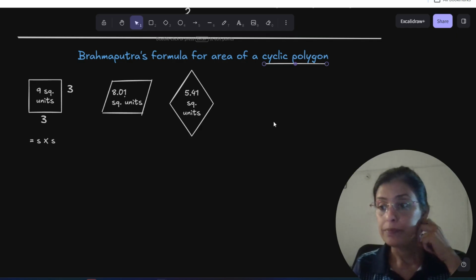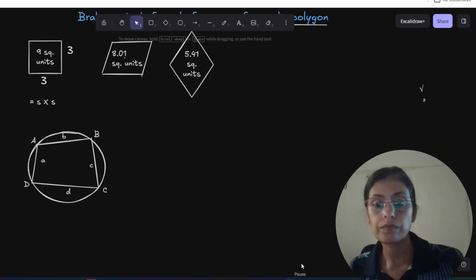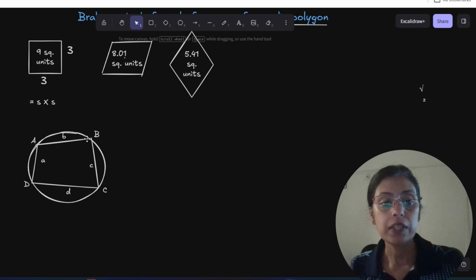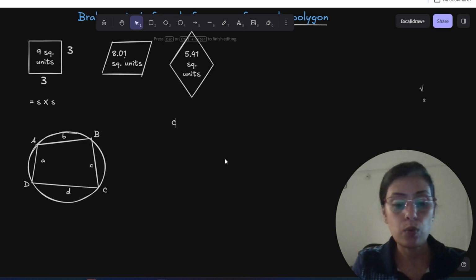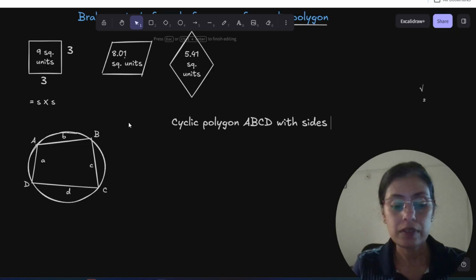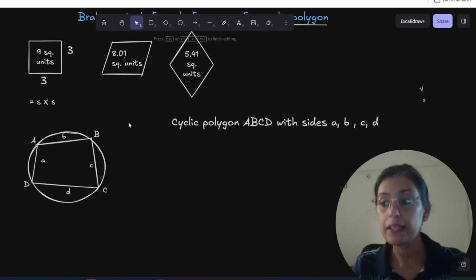So what is that? Here we have a circle, and we have a cyclic polygon ABCD. So I'll write it here. We have a cyclic polygon ABCD with sides small a, small b, small c, and small d.